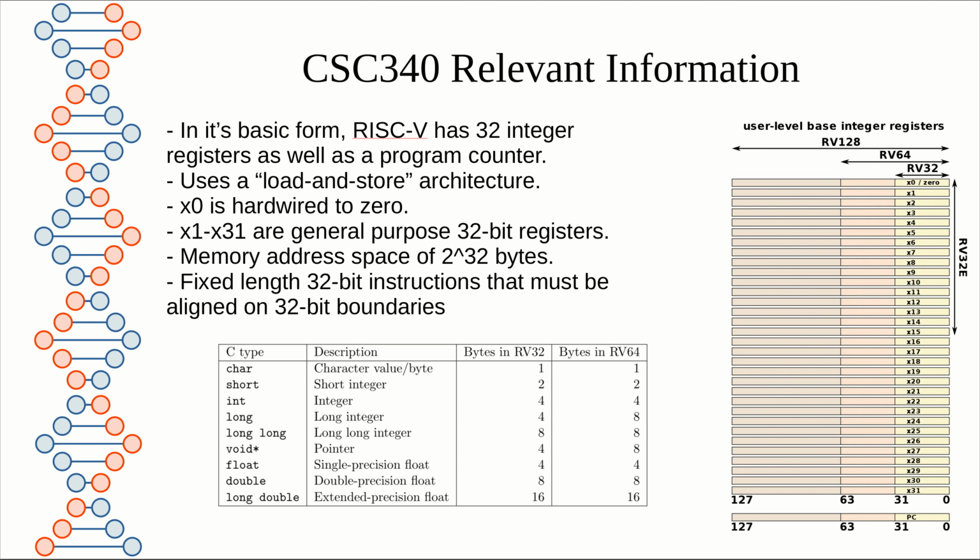Additionally, X0 is hardwired to 0 and can either be used as a source of 0 or to discard the result of something. X1 to X31 are general purpose 32-bit registers and has a memory address space of 2 to the 32 bytes. RISC-V also has fixed length 32-bit instructions that must be aligned on 32-bit boundaries. That means they must be divisible by 4. And towards the bottom, you can see the data types that are natively supported by the RISC-V C compiler.